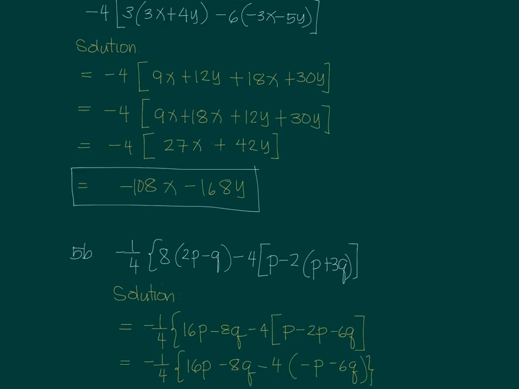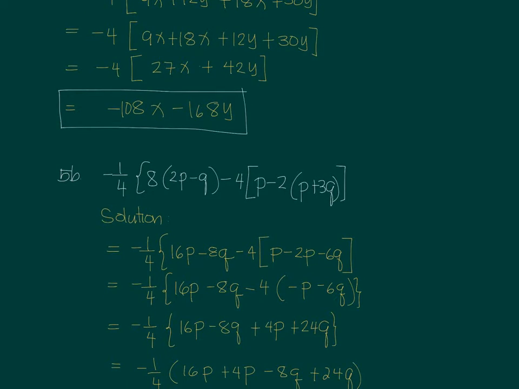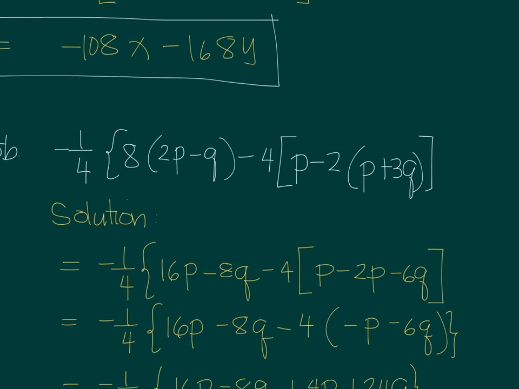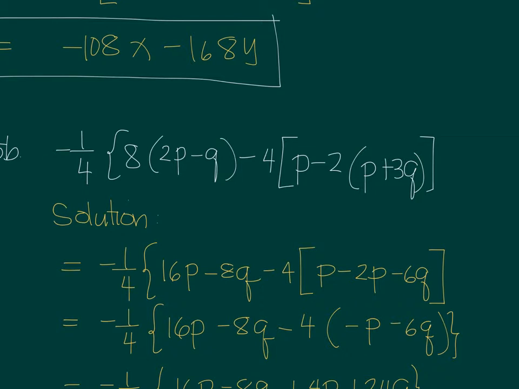Okay, let's move to 5b. Same idea, always work from the inside. You see a big group here. So this is a big group inside. Don't mind the negative 1/4. Just work on this group of expressions.